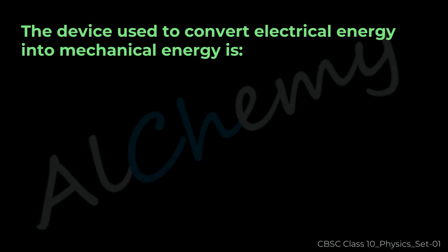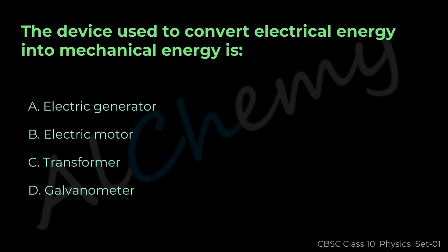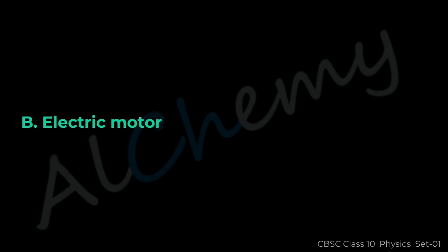Tesla. Question 14. The device used to convert electrical energy into mechanical energy is A. Electric generator, B. Electric motor, C. Transformer, D. Galvanometer. The correct answer is B.